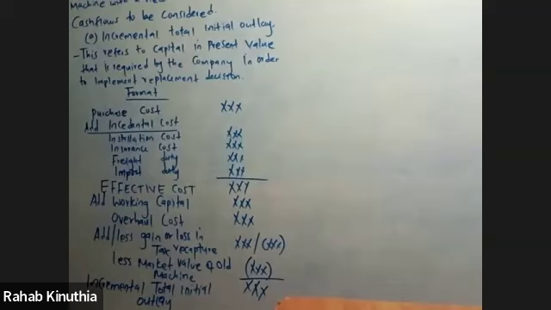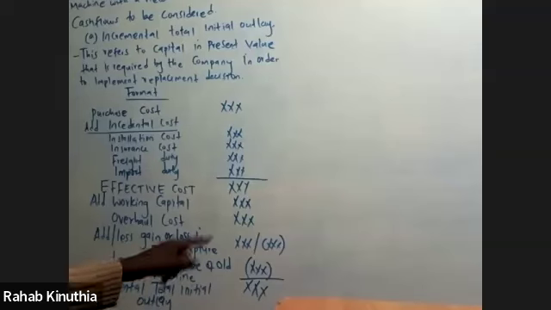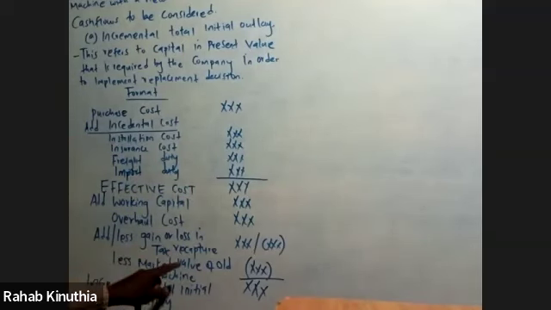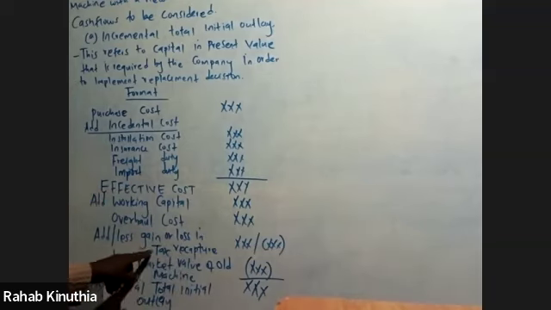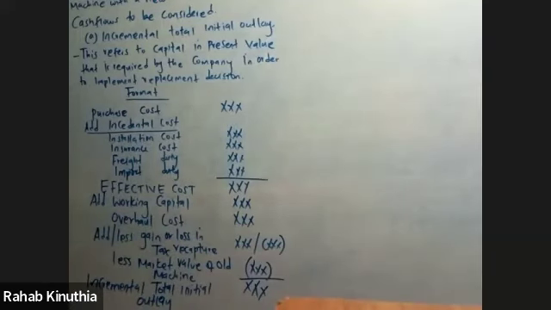Then we add or less gain or loss on tax recapture. So how does it arise? Gain or loss on tax recapture arises where the company disposes the old machine. If the company disposes the old machine, we shall have gain or loss on tax recapture. If the company has not sold the machine, we shall not have gain or loss. NB, let's talk about NB. Number one, gain or loss on tax recapture.